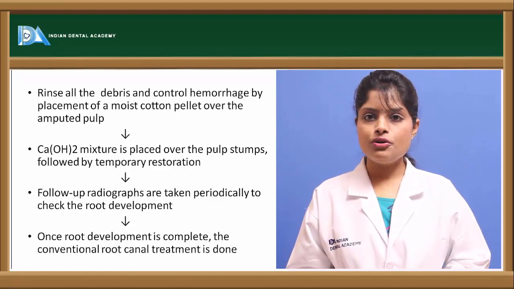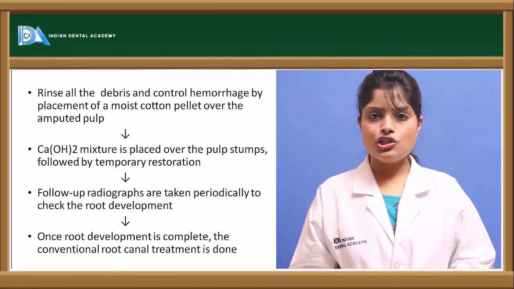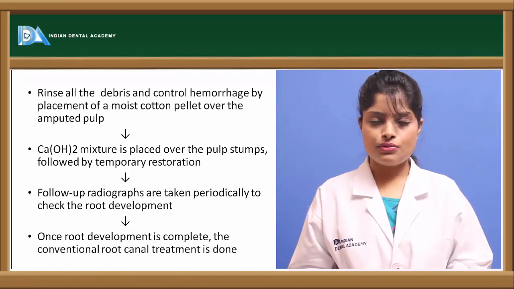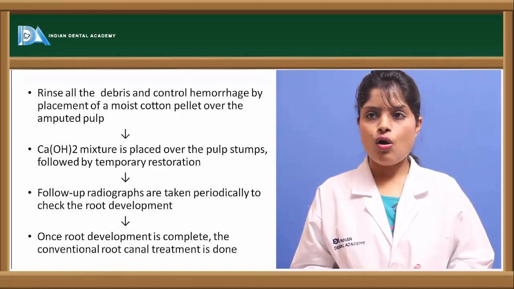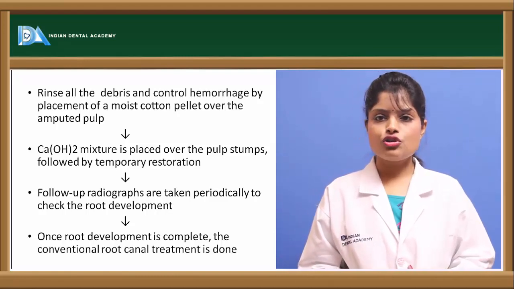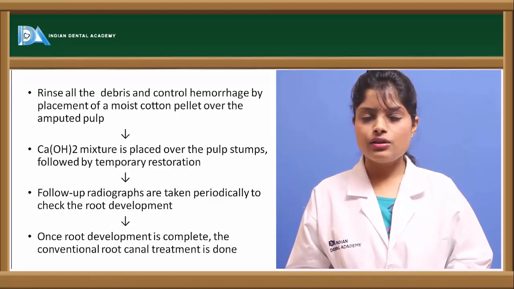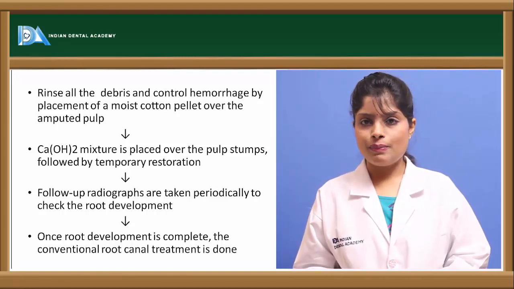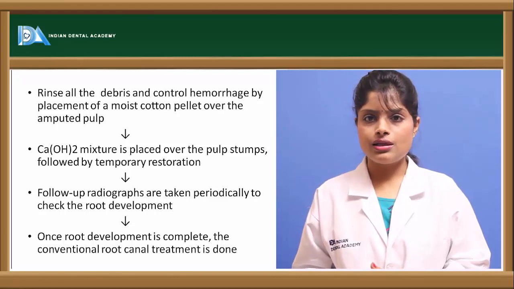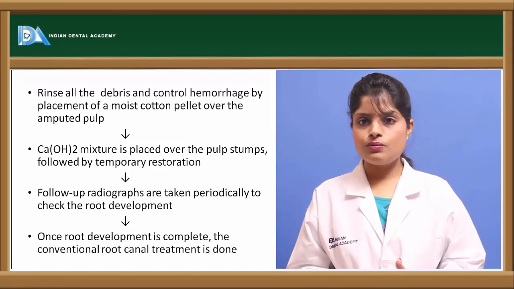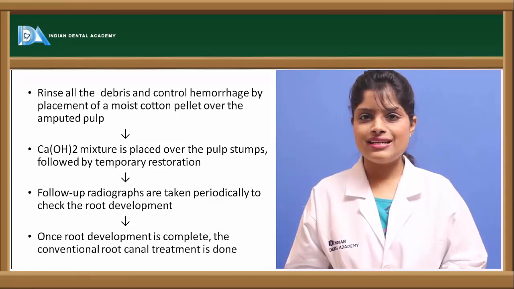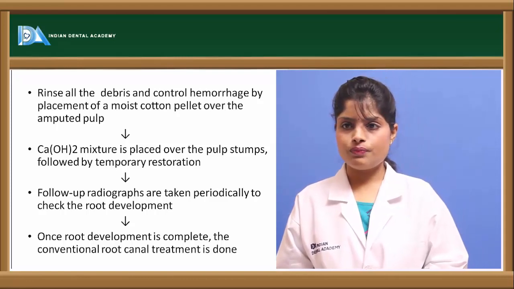Further, after the hemorrhage has stopped, a mixture of calcium hydroxide slurry is placed over the pulpal stumps, followed by placement of a temporary restoration. Furthermore, follow-up radiographs should be taken periodically to check the root end development. The patient should be recalled at 3, 6 and 12 months, and all the radiographs should be kept on record for the evaluation of root end development and root end closure.